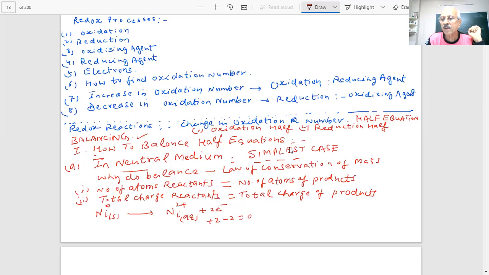Atoms are balanced. So I can say this is the simplest half equation which I have written. It is balanced. Can I say that? Yes, sir. Okay.